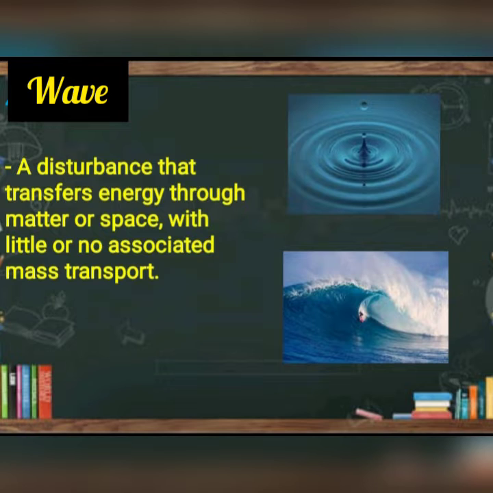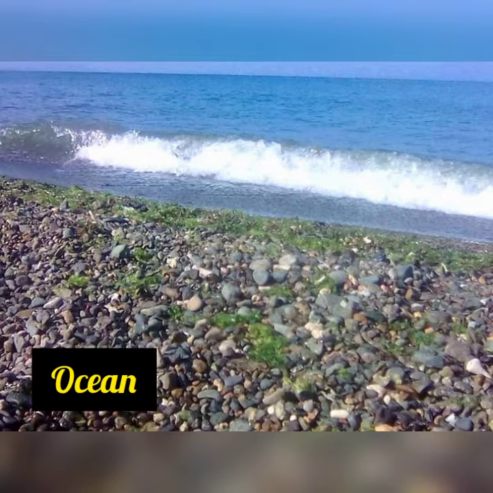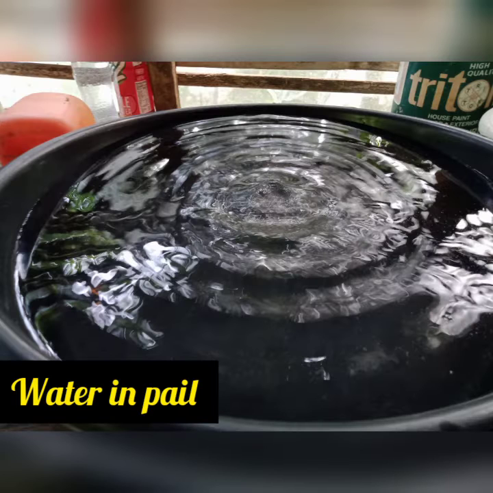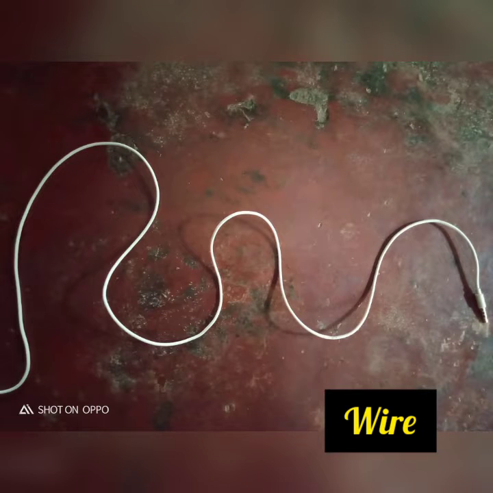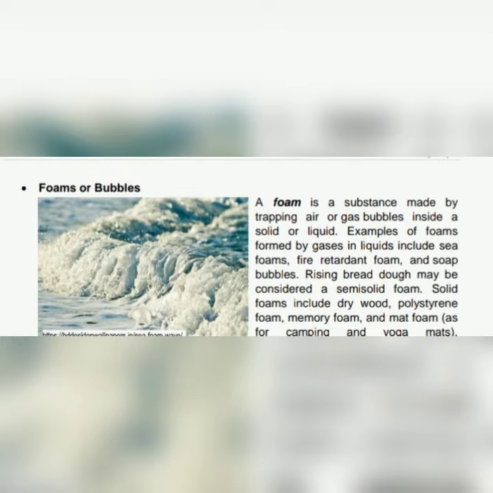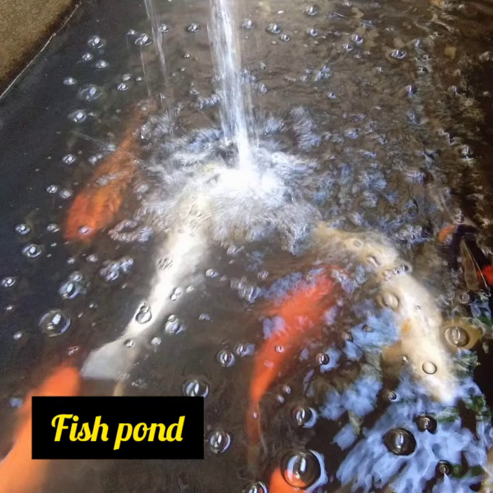Wave, a disturbance that transfers energy through matter or space with no associated mass transport. One example in nature is the wave in the ocean. In man-made is water in the pail and the wire. Foams or bubbles. A foam is a substance made by trapping air or gas bubbles inside a solid or liquid. Some examples are the fish pond and the soap.